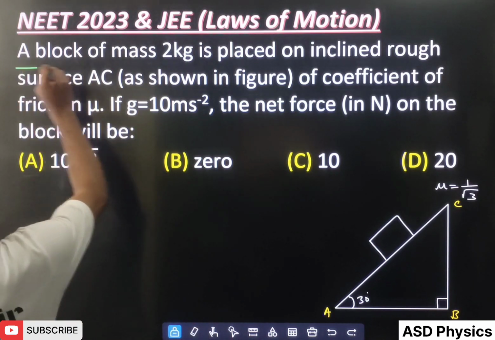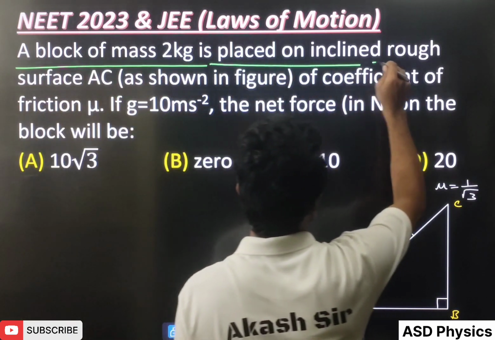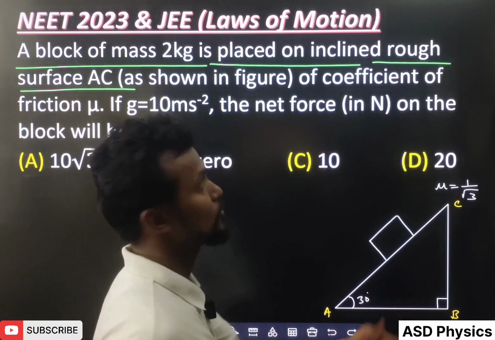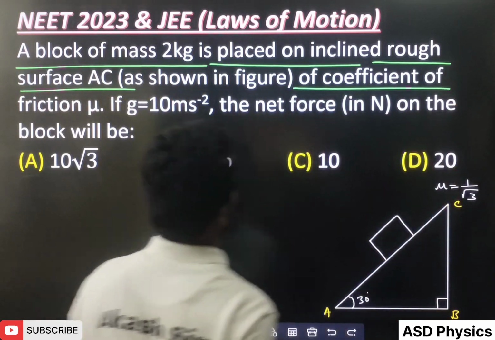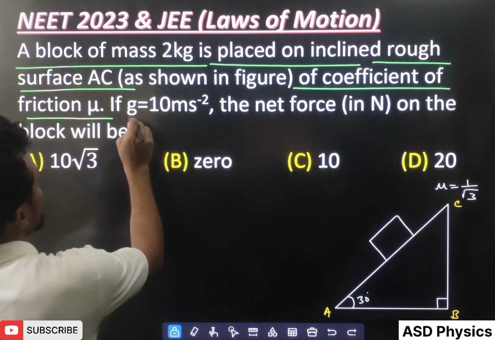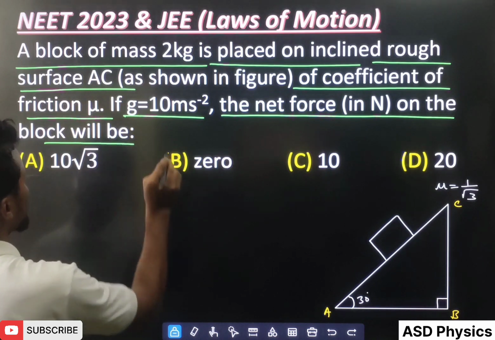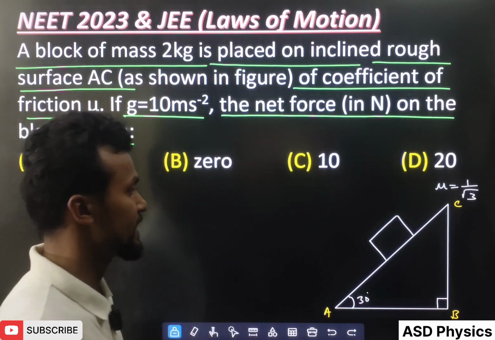The question is: a block of mass 2 kg is placed on an inclined rough surface AC as shown in the figure. You can see here, and the coefficient of friction is given as mu. If g equals 10 meter per second square, the net force on the block will be how much here? And here this angle is given.